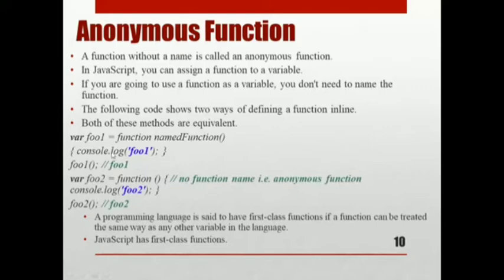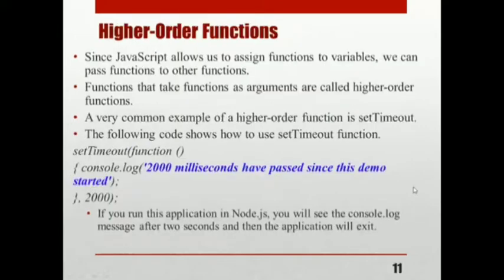So this is the example with a named function and without a name, that is, an anonymous function. Here we have seen that a variable acts as a function, that means function as a variable. A programming language is said to have first class functions if a function can be treated the same way as any other variable in the language. Like a function call, we call that variable because it consists of that function. So JavaScript has first class functions.